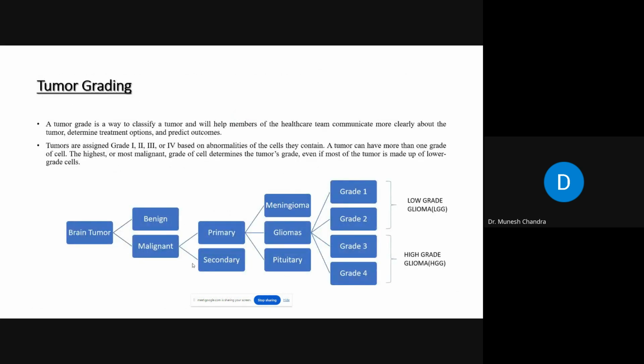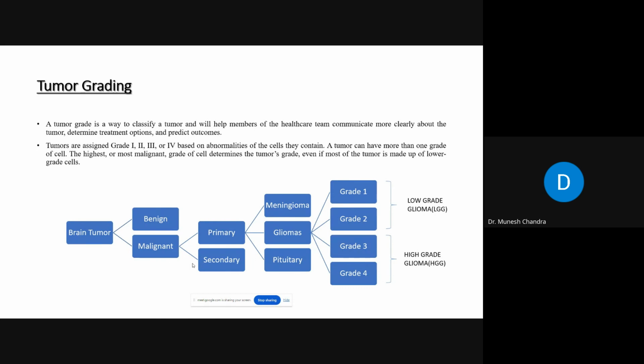Whenever we are talking about brain tumor grading, as we have discussed, brain tumors are of two types, benign and malignant. As we have discussed, benign is non-cancerous, has a clear boundary, and does not grow very fast, so we do not have to bother about those brain tumors. But malignant is cancerous, its borders are not limited, and it grows very fast. So we have to focus on malignant only.